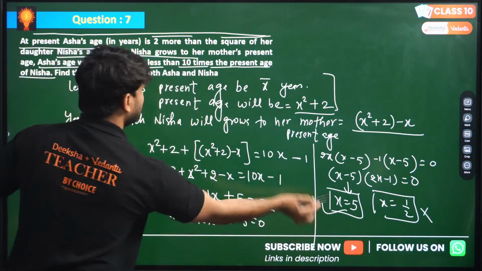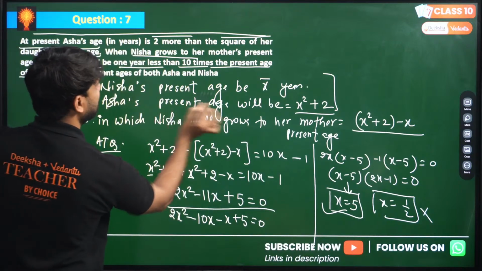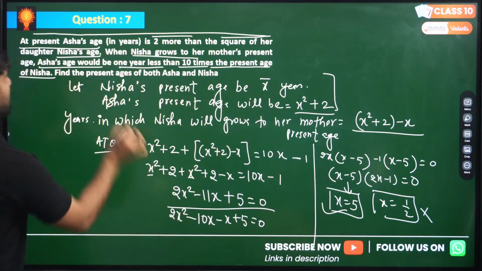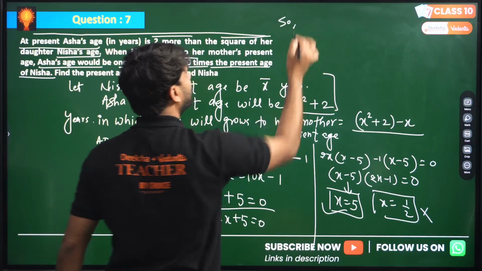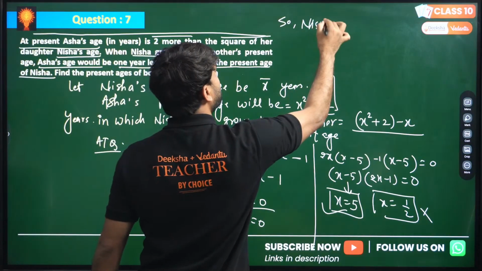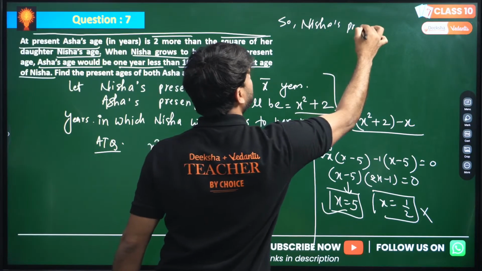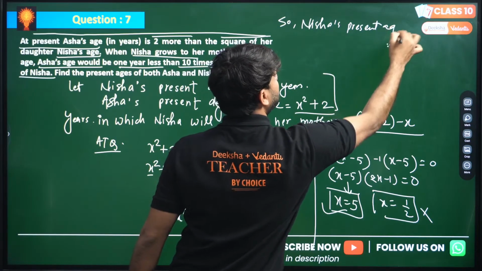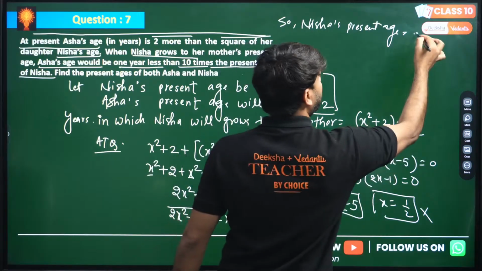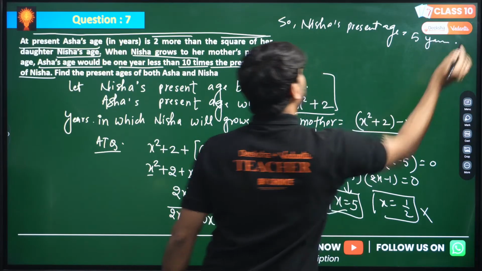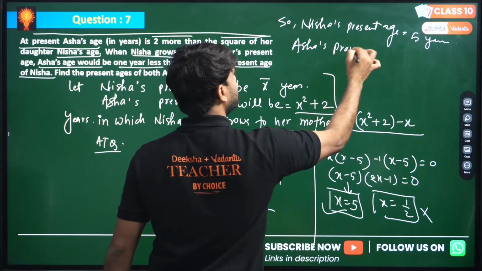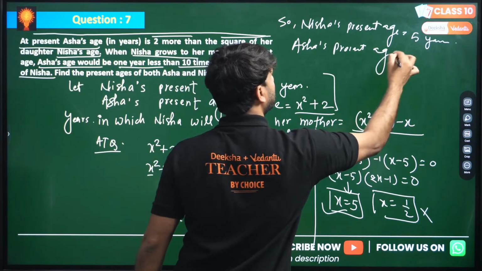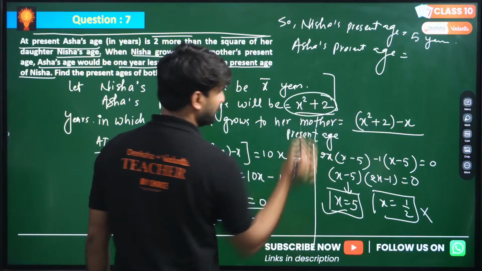So what is Nisha's present age? Let it be x, so x is 5 years. And what will be the age of Asha? So I'm writing the conclusion here. Nisha's present age equals 5 years, and Asha's present age is what? x square plus 2. So x is what?